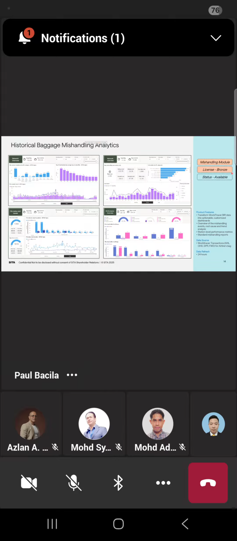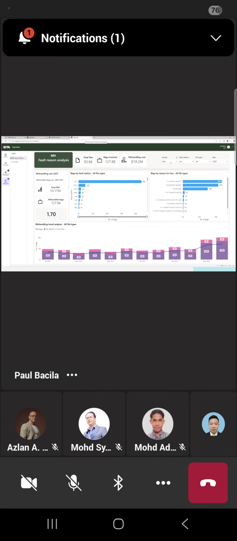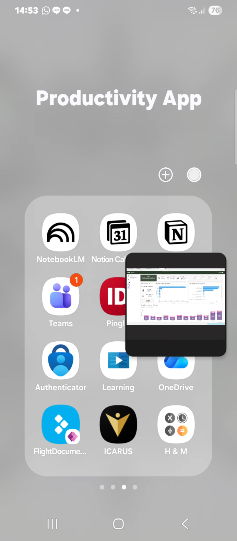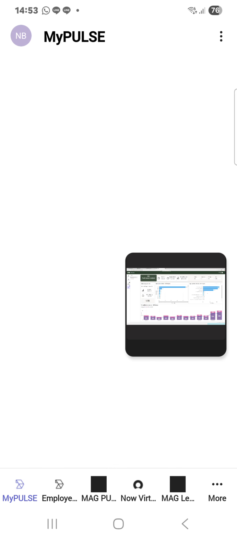Okay. So if I show you, for example, this one, you see, hey, in 2025, this is what I mishandled, how many bags are involved, this is the cost, assuming that the cost per bag is $150. I don't know what your cost per bag is. Again, we need to check the numbers.